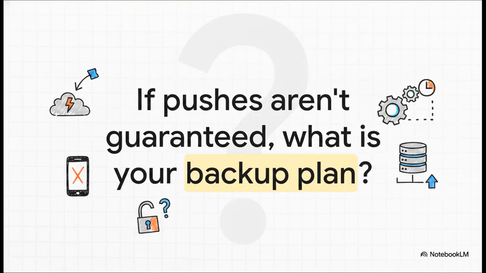Which leaves us with this final provocative thought. If Apple might throttle your message, and if push notifications simply aren't guaranteed, what is your system's backup plan? How does your app ensure data integrity and synchronization the very next time it connects to the internet? It's a massive puzzle in offline-first architectures. Think deeply about that as you build your next mobile system.